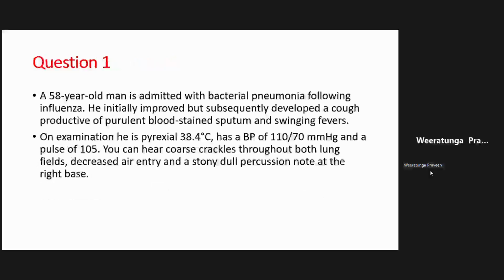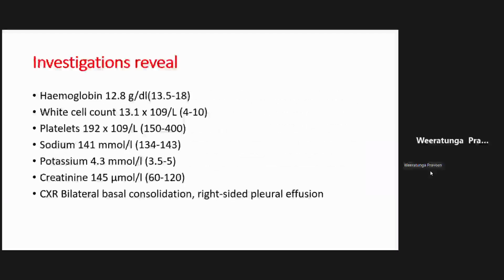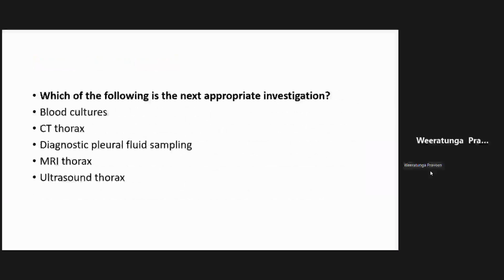So in this patient who has pneumonia, then got better, and then again fever and an effusion, most likely this is an empyema. So what do you have to do? Immediately you need to do... what is the next appropriate investigation? There are actually two options here: ultrasound and diagnostic pleural sampling.